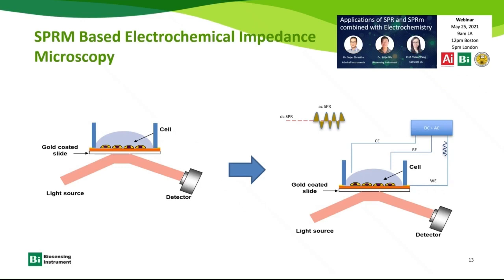SPRM can be combined with other techniques like electrochemistry. So we can actually add a potentiostat to the system, and then we can supply electric modulation to the system, and then use the SPR imaging capability to monitor the local responses of the materials on the chip surface to the electric modulation.